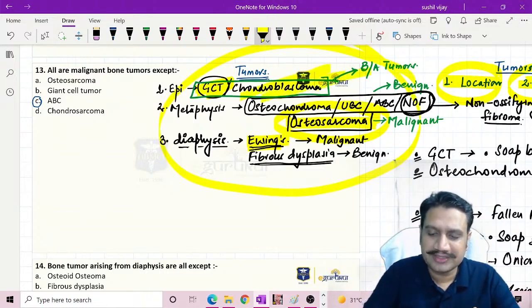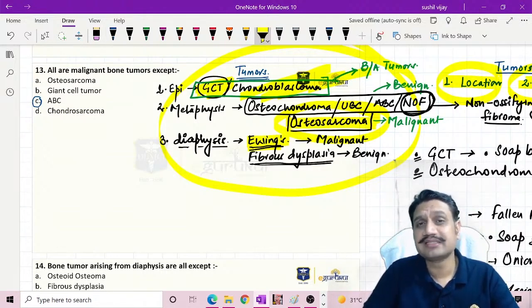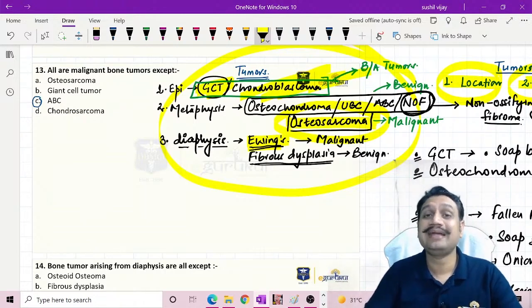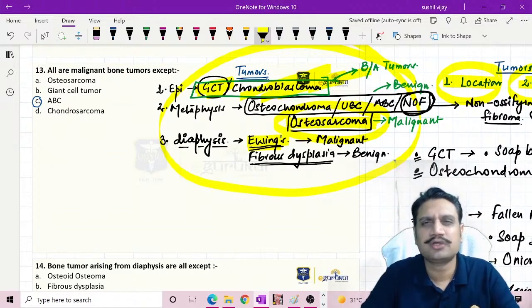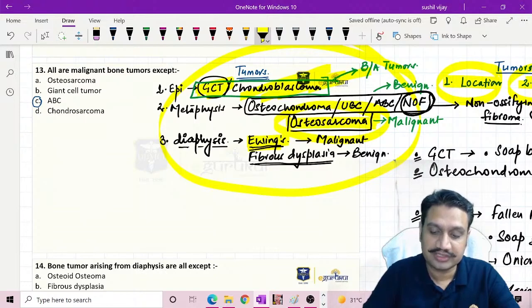Other than these, chondroblastoma is not expected at your level, right? It is something which is beyond the PG level. So when you are preparing for the basic examination, entrance examination, FMG examination, NEET or INI exam, chondroblastoma is not expected. GCT, osteosarcoma, UBC, ABC, Ewing's, fibrous dysplasia, these are having MCQs for us.